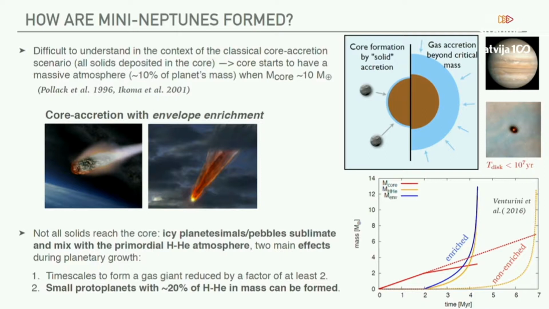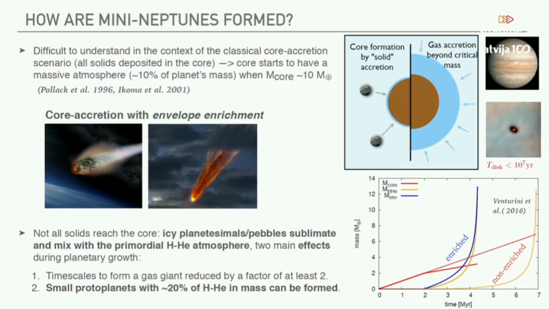And actually, when the core reaches this mass, it can have 10% of hydrogen and helium, but very fast it starts to accrete gas in a runaway fashion, so it can become a gas giant. Therefore, there is a short time to have this intermediate range of hydrogen and helium of 20–30% in mass. But that was the classical core accretion model.